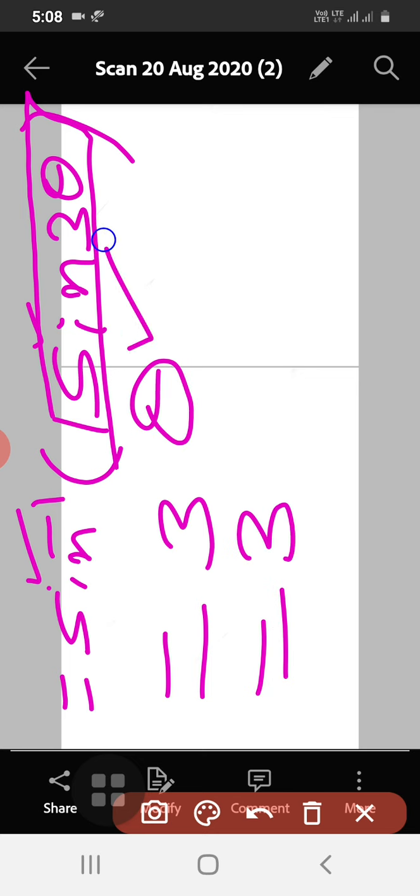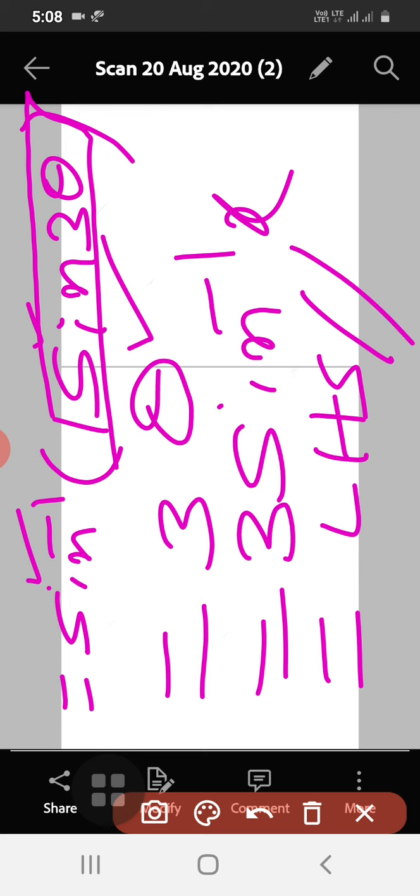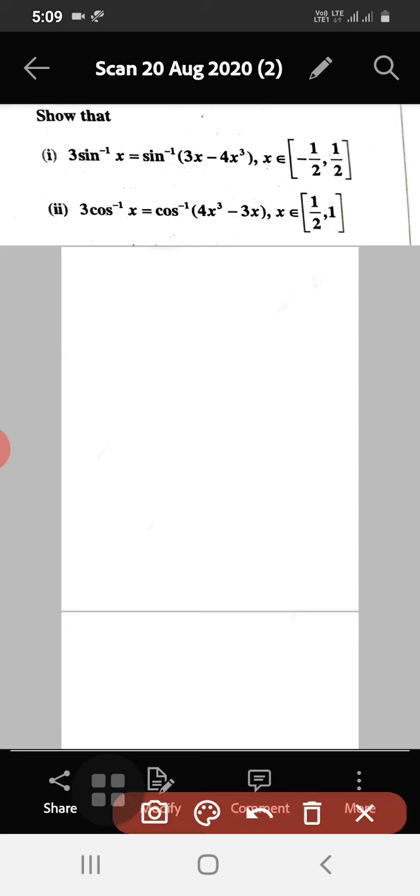So 3 and this theta, what is this theta? Theta is sin inverse x. So this is our LHS. Simply we have to know the formula of sin 3 theta. That's why I said this is for a 3 marks problem. You don't have to do anything here: replace the term within the bracket by sin 3 theta, then replace theta by sin inverse x. I hope it's clear.